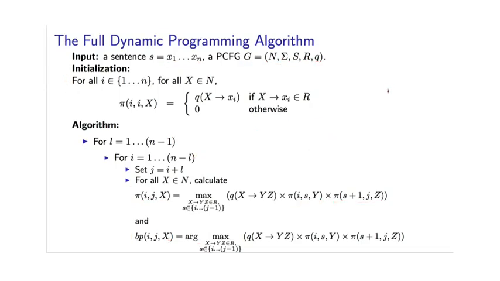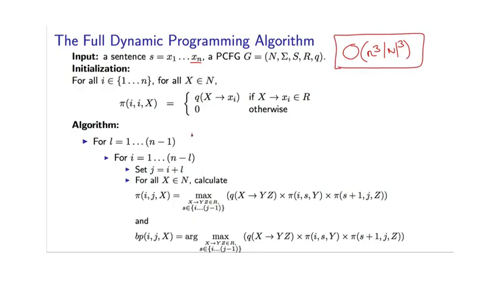Lastly, let's talk about the runtime, the time complexity of this algorithm. It's cubic in the number of words in the input sentence, where n is the number of words. It's also cubic in the number of non-terminals in the grammar. So this is the final runtime of this algorithm. Let me explain how we arrive at this number.